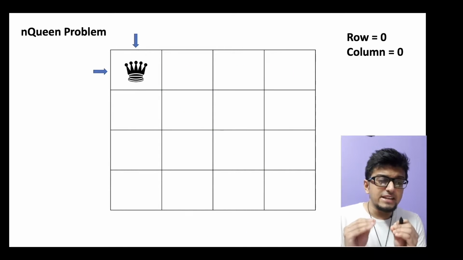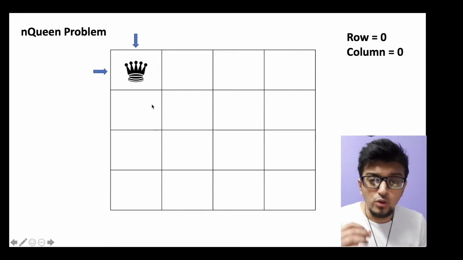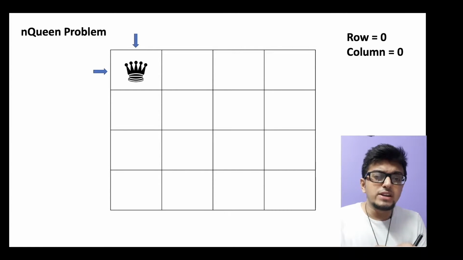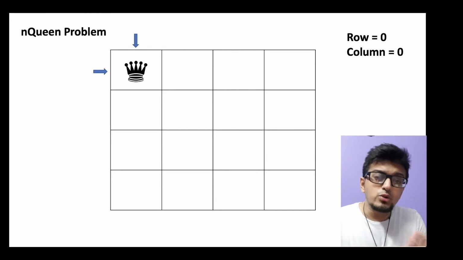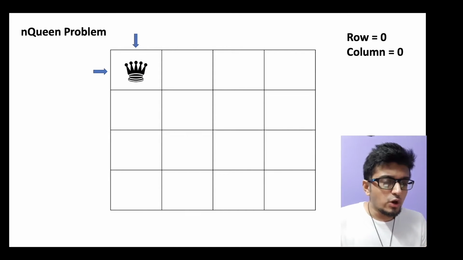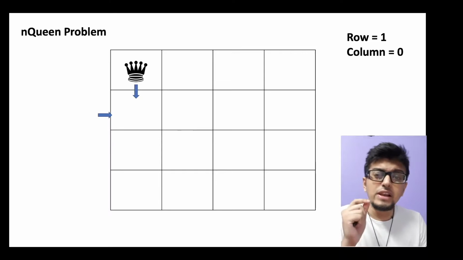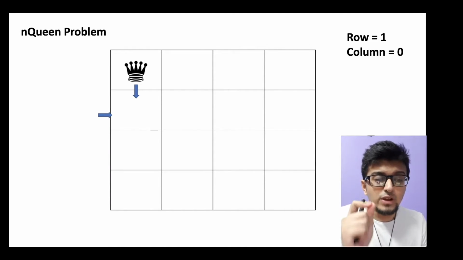Now the problem statement tells that we need to place n queens on n rows. So obviously there is no need to place any other queen on this entire row. Once we are done placing a queen successfully, the next step of our algorithm says that we will go to the next row of our board. So in our next step, we go to row number 1 and column number 0, and again check whether this cell is perfect for another queen to be placed or not.